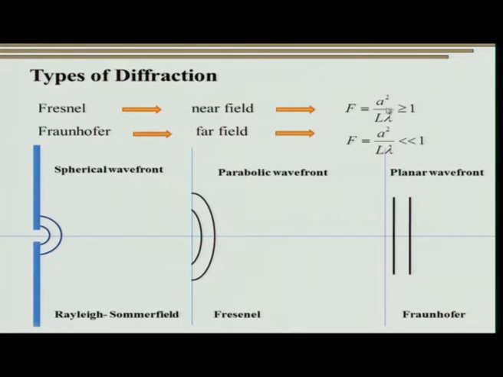This is the regime of what is known as Fresnel diffraction, the condition for which is given right over there, wherein F is equal to a squared by L lambda, that is greater than or equal to 1, where a is the size of the aperture and L is the distance between the aperture and the image plane. Having said that, what we are going to mostly deal with is Fraunhofer diffraction, in which the wavefront, which started as spherical then became parabolic, at very large L essentially becomes planar, and this is what we are going to deal with mostly during the course of X-ray diffraction.